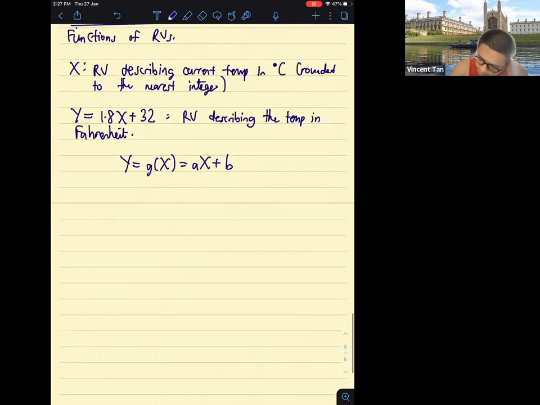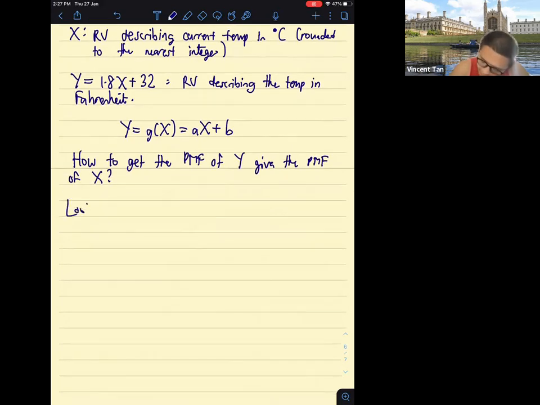So the question I want to address now is how to get the PMF of Y given the PMF of X. All right, so now basically the answer is the following. Look at all the values of X that give a particular value of Y, and sum them up.